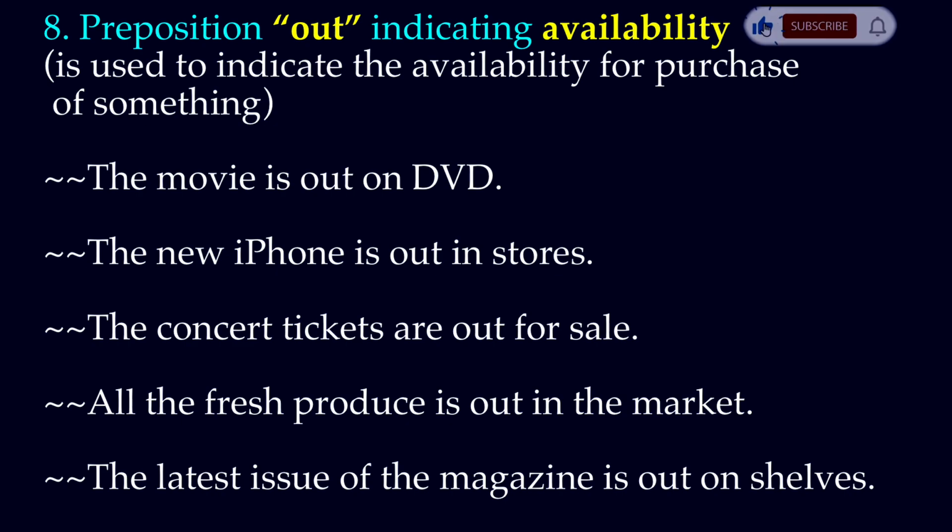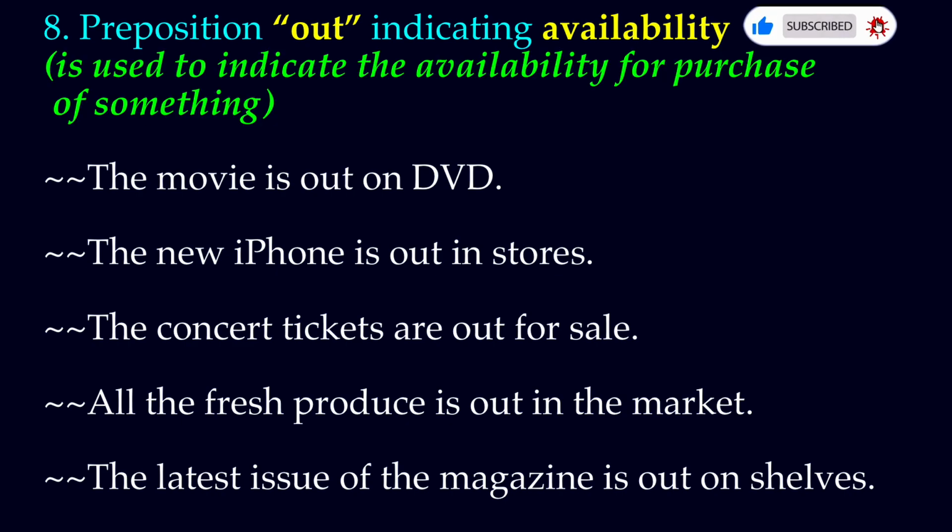8. Preposition out indicating availability is used to indicate the availability for purchase of something. The movie is out on DVD. The new iPhone is out in stores.